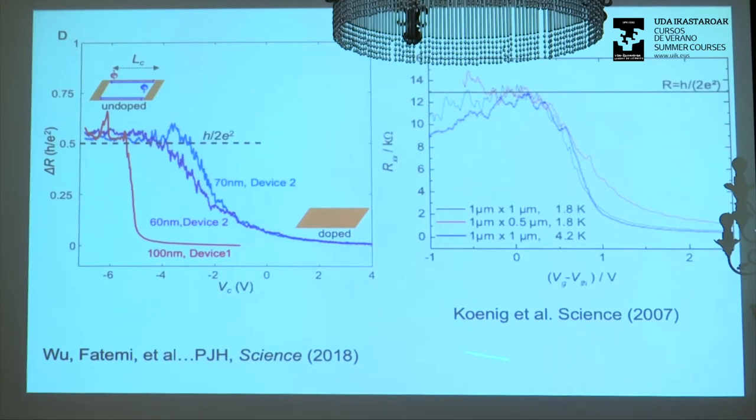This is a famous Molenkamp paper. They also see a step of h over 2e squared. So this is a good indication that WTe2 is a two-dimensional quantum spin Hall insulator. But we wanted to go a little bit beyond.